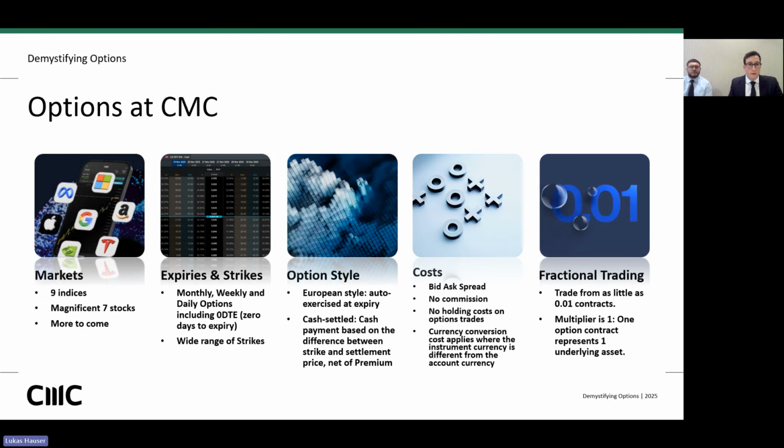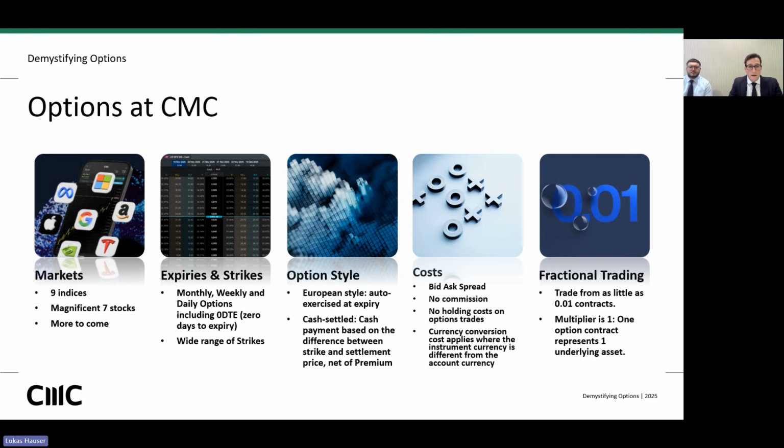What options do we offer at CMC? We currently cover nine indices in the US and in Europe, as well as the Magnificent 7 stocks, including Tesla, Nvidia, etc. And we're working hard to add more assets. Then in terms of expiration and strikes, we offer monthly, weekly, and daily options. These also include the zero-day options, which have been very popular. And we also offer a wide range of strikes. If there's anything that you think is missing, then please reach out to Jowas and team. We are always happy to review whether we can add further instruments.